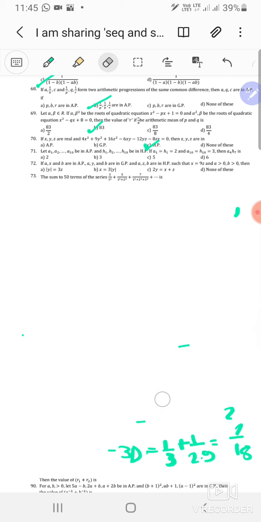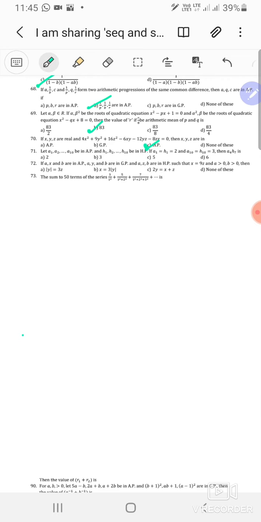So if a, x and b are in arithmetic progression, and a, y and b are in a geometric progression, and a, z and b are in a harmonic progression such that x equals 9z, and a and b are positive numbers, then... okay, so x equals 9z. Fine. So what is x?